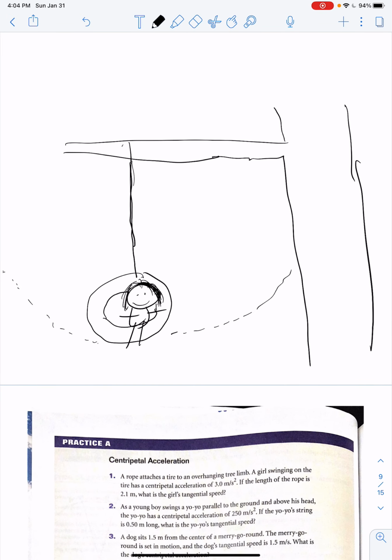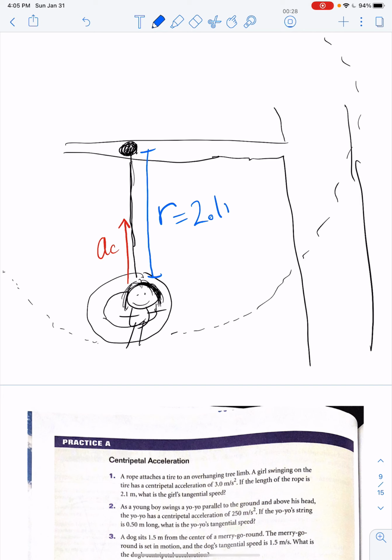They say that the girl swinging the tire has a centripetal acceleration, and I'm just going to draw it on here, of 3.0 meters per second squared. And so this acceleration is going to be directed towards the center of the circle, which is going to be straight up. Because you can see the circle I'm trying to draw, right? You can see the dotted line if you continue it around, and it creates a circle, and the center would be up here above this tree limb or something. Well, actually, it'd be at the tree limb itself. It would be right there, because the length of the rope is the radius. So this is R.